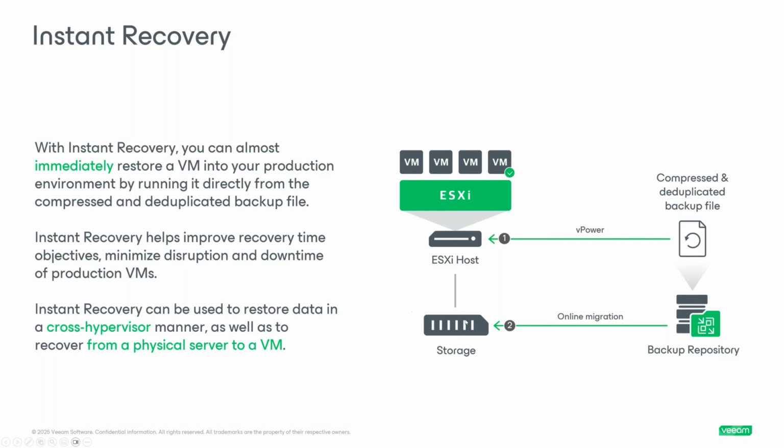Instant VM recovery can also allow you to restore from one environment to a different one. So let's say from a VMware backup to a Hyper-V host, or even from a physical machine to a VM. So you can use this to restore any backup file that was created by Veeam to a different hypervisor.